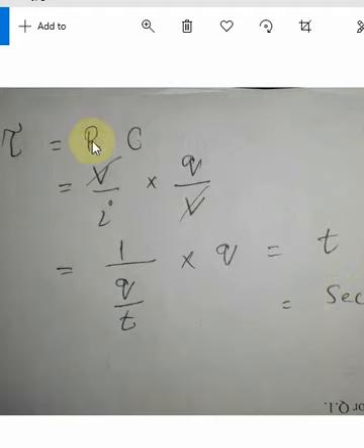So once again, R is replaced by V over I, C is replaced by Q over V. Cancelling the two V's, we get 1 over I here, and I is replaced by Q over T. Here Q gets cancelled with Q. We have 1 divided by 1 over T, T goes to the numerator. So in this way, this tau has the dimension of time, and its unit will be the unit of time, which is second.